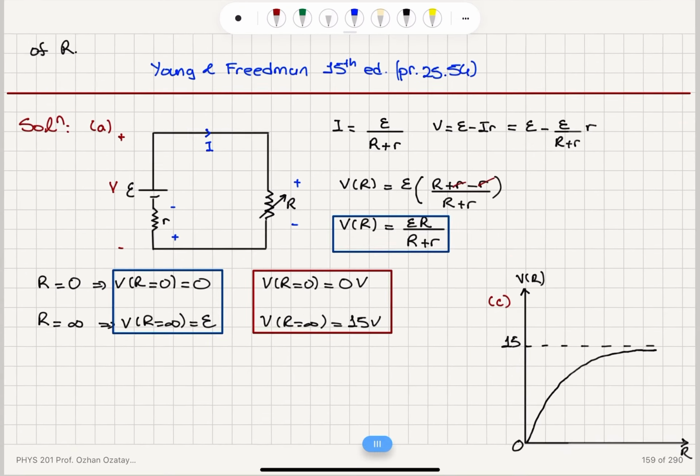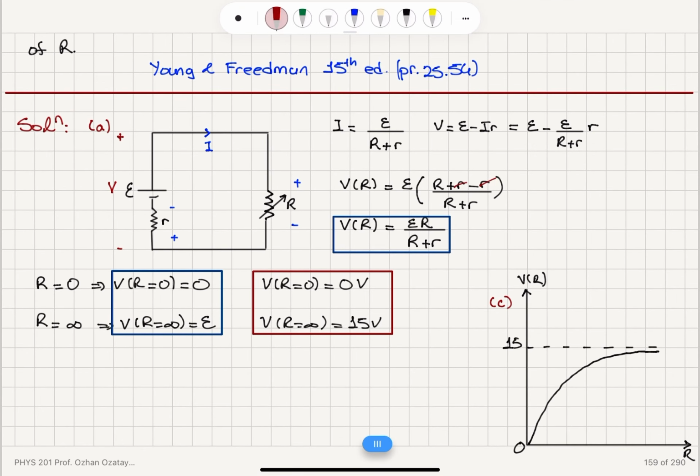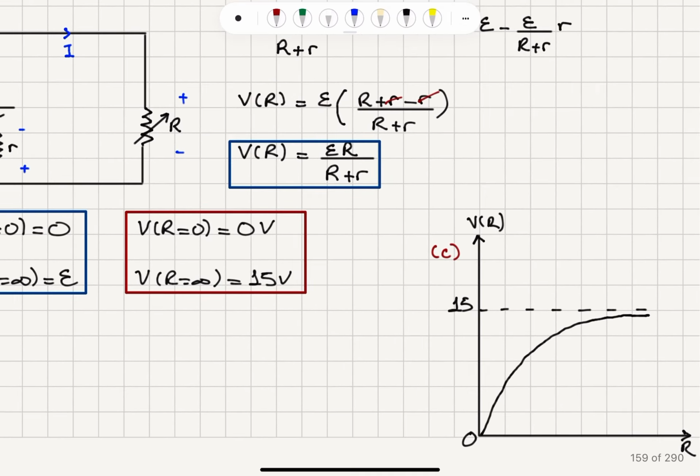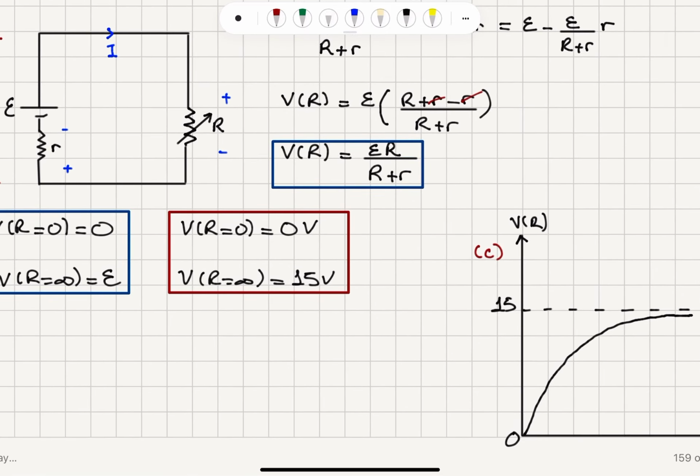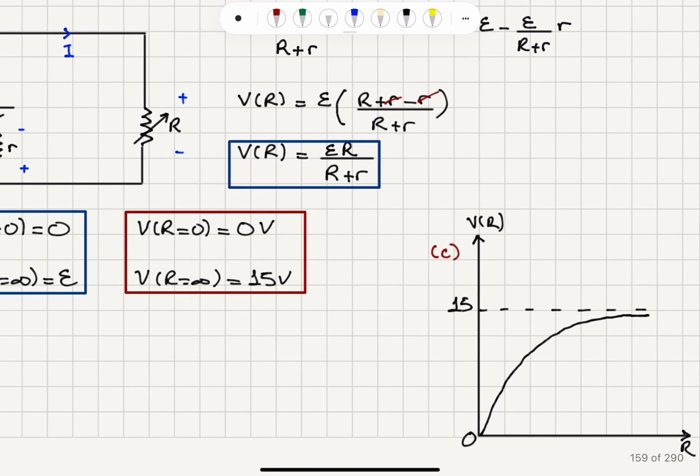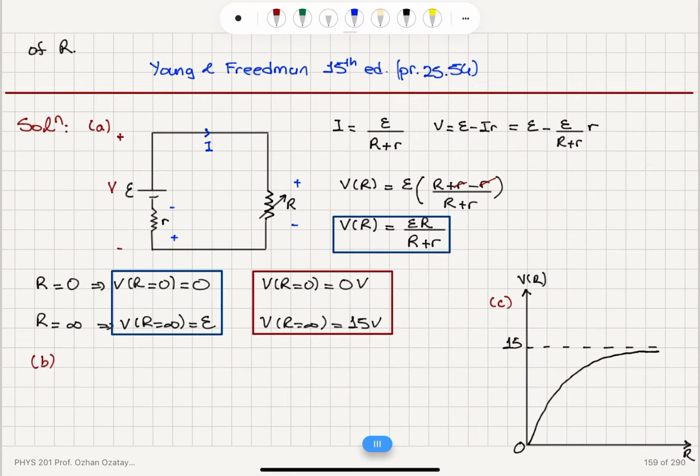Okay, now as for the current, let's look at the current here. And by the way, in part C, I'm supposed to plot the voltage as a function of R. I have found at 0, it is 0. At infinity, it is 15, so it's going to approach 15 asymptotically. So this will be potential as a function of R.